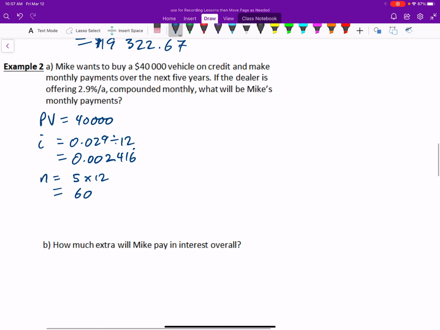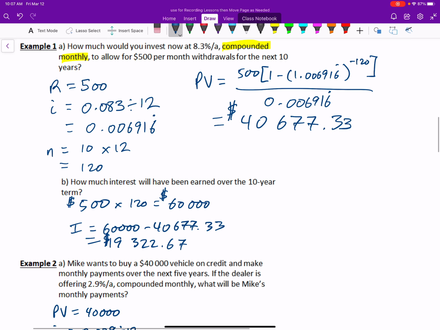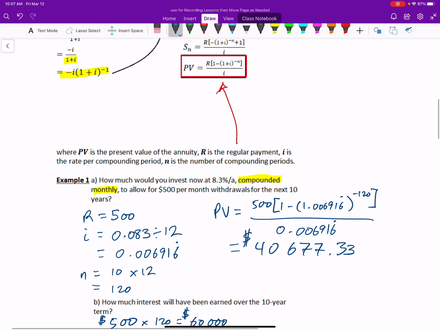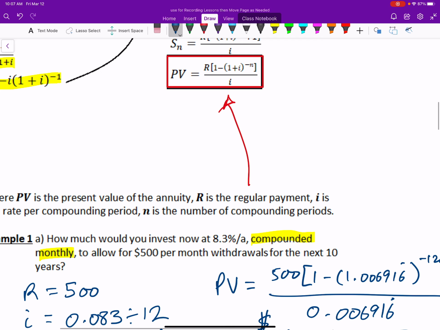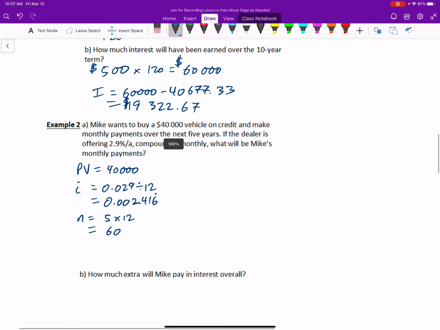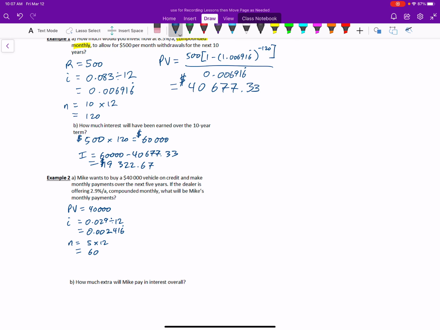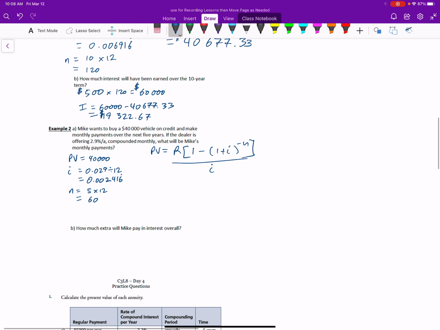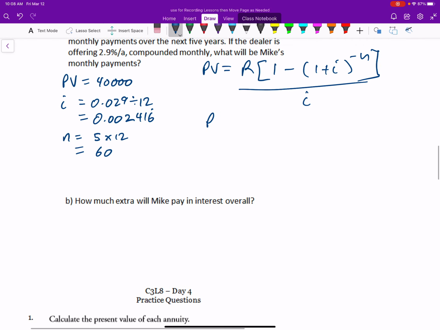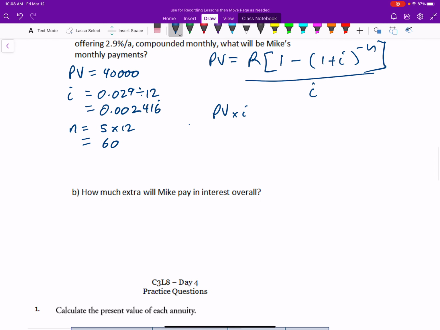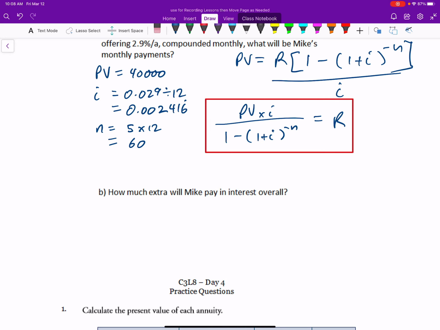But this time we're finding R, so maybe it would be worth our while to rewrite this formula in terms of R. So if I start out with PV equals R times 1 minus 1 plus I to the negative N all over I. Rearranging to get R by itself, I'm going to have PV times I, and then I can divide the whole thing by 1 minus 1 plus I to the negative N. So that's my formula if I want to isolate R.